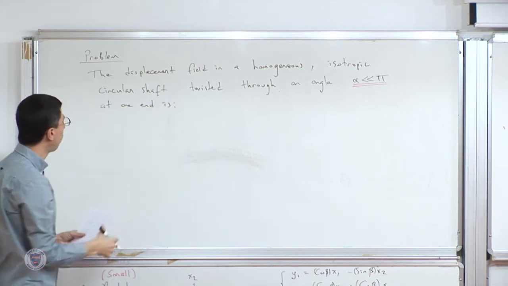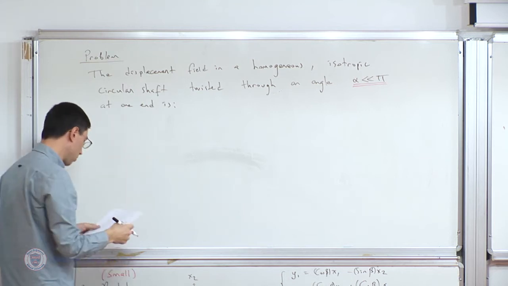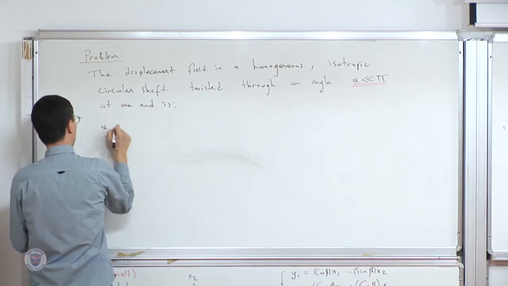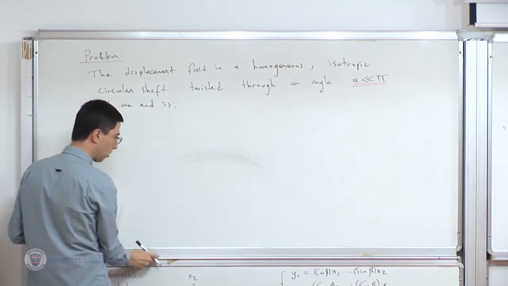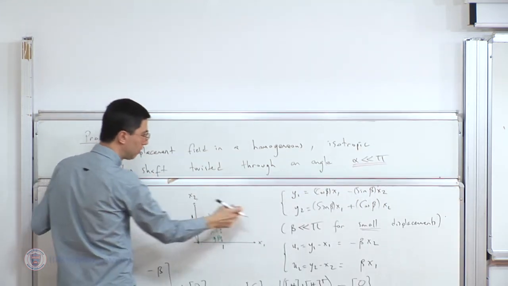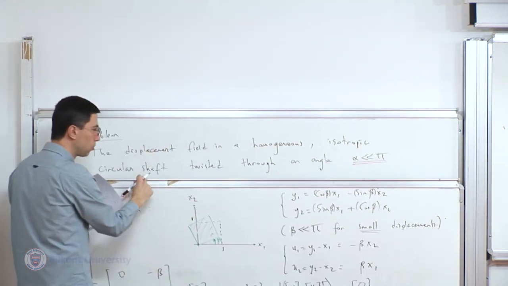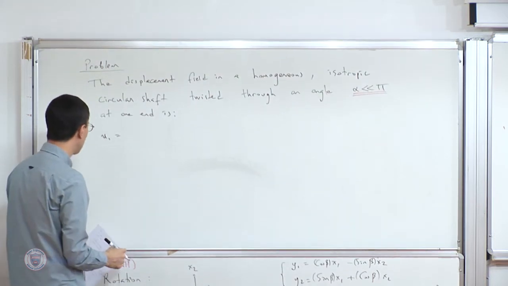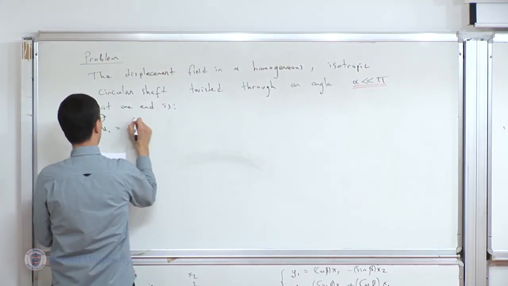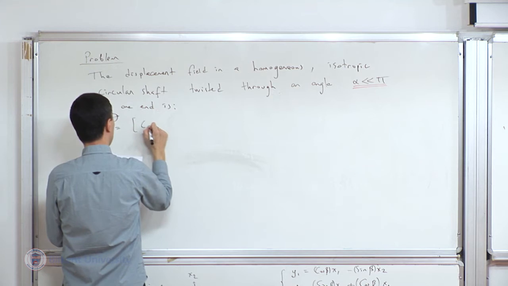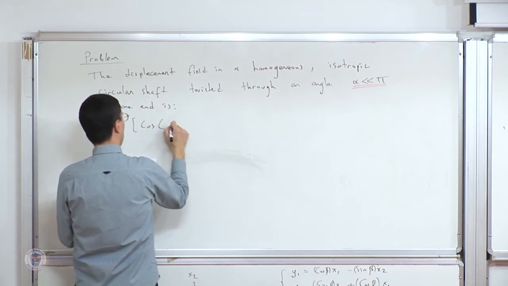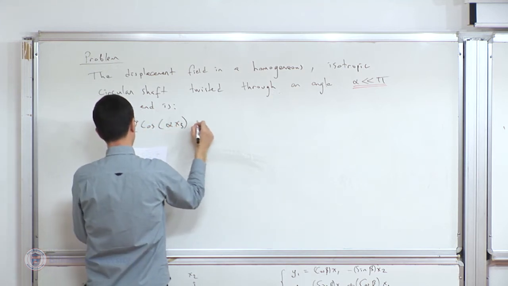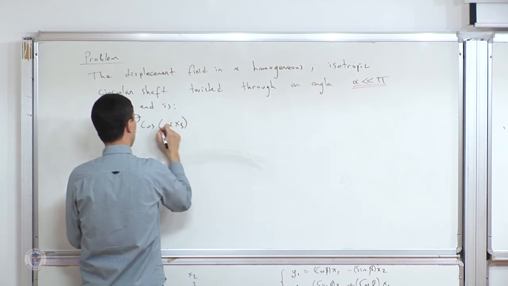So the displacement field for such a problem is, we have actually in this problem already written something very closely related to it, but let me write down explicitly what it is now. So it is cosine. I'll introduce the parameters in a second.